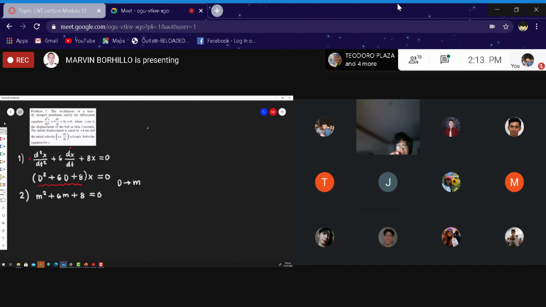Pwede nyo na itong ilagay sa calculator nyo kung yung calculator nyo can solve quadratic equation. So, in algebraic manipulation, pwede naman itong i-factor. Ang factor niya will be m plus 2 times m plus 4 is equals to 0. In this factor, makukuha na natin yung solution of our quadratic equation. m will be negative 2 or m will be negative 4. I think m1 saka m2. Okay?